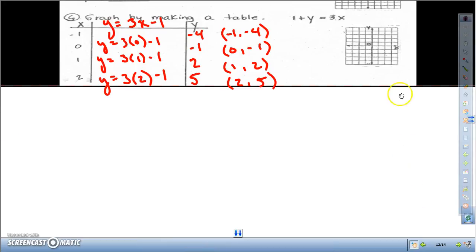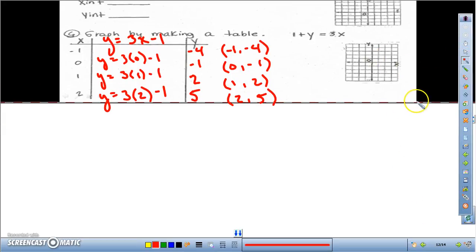All right, now I take those ordered pairs and I plot them on my graph. So start at the origin, go -1, -4, 0, -1, 1, 2, and 2, 5. Once you plot your points, go ahead and draw a line. Draw a line through all 4 points. You want your line not necessarily to be quite this long, but you want it to go all the way through all 4 of your points.